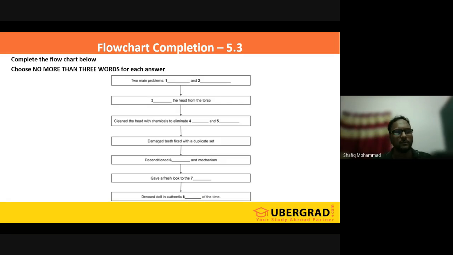Okay. Someone has typed something. Original eye system. Then seventh is original mohair wig or mohair wig. Both are accepted. Original mohair wig or only mohair wig is also accepted. Okay, for the seventh one.